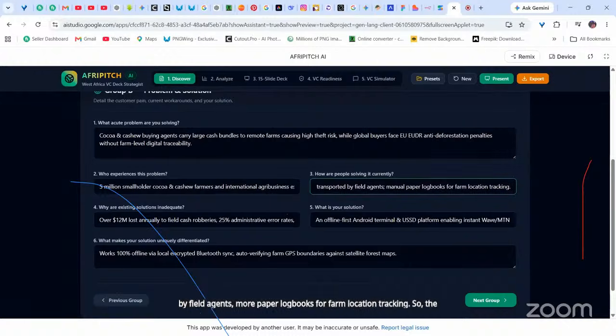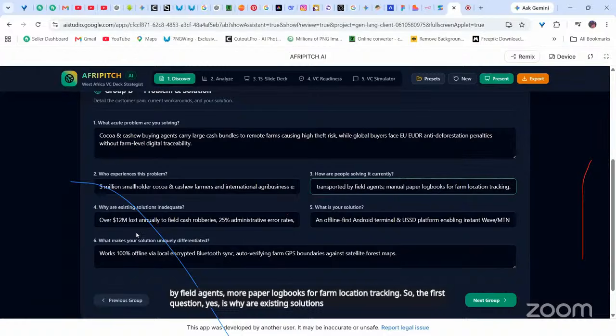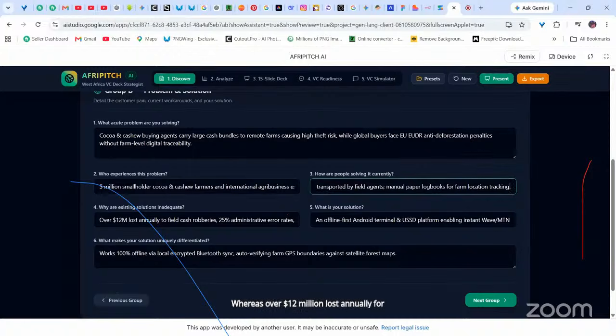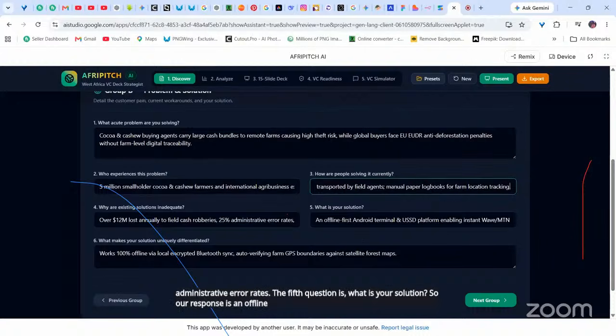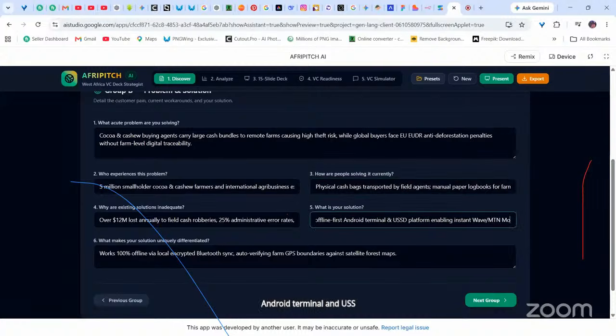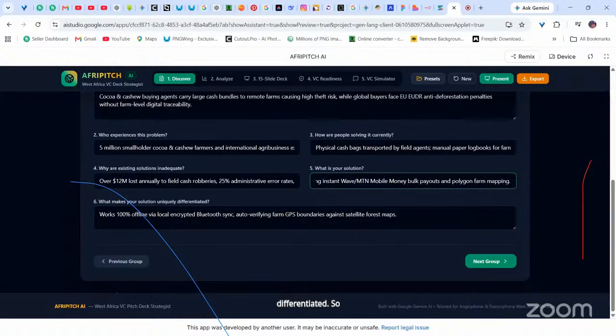So the fourth question here says, why are existing solutions inadequate? Our response was over $12 million lost annually to field cash robbery, and 25% administrative error rates. The fifth question is, what is your solution? Our response is an offline-first Android terminal and USSD platform, enabling instant Wave and MTN mobile money bulk payouts and polygon farm mapping. The sixth question says, what makes your solution uniquely differentiated? So we have our response there.